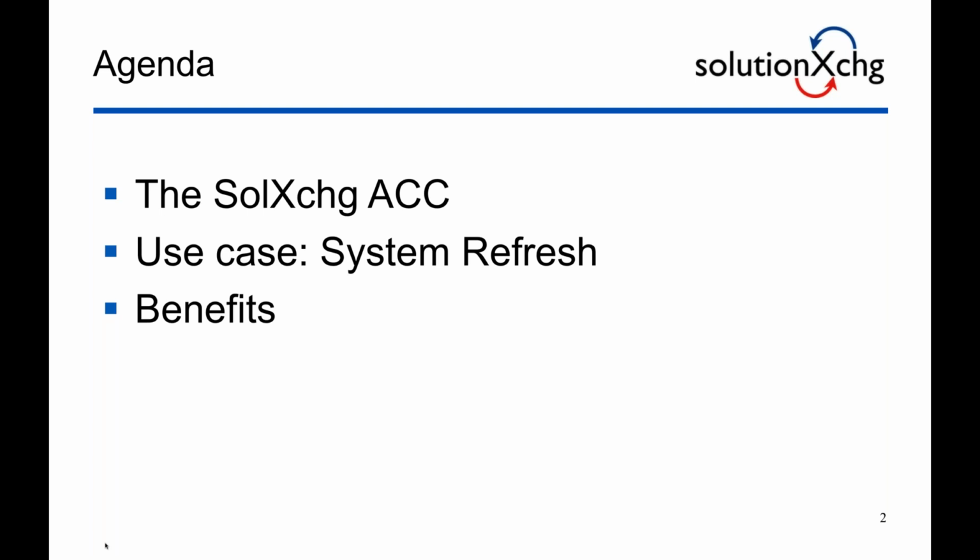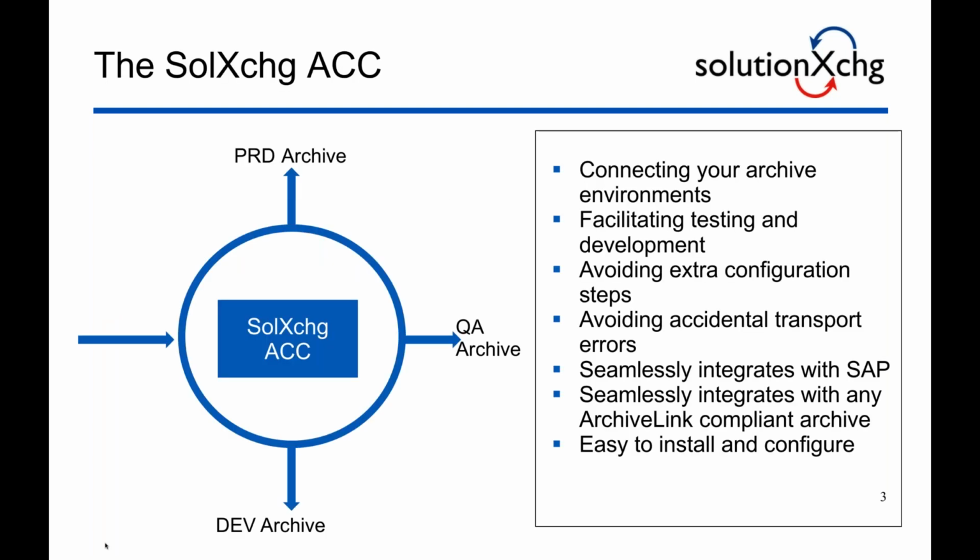So that's when Jochen and I put our heads together and thought, how can we solve this problem? And our solution is the SolutionXchg ACC, which is the Archive Content Connector. Basically, it is a small utility that allows you to connect different archive environments, your production archive environment, your QA environment, to an SCP system, facilitating testing and development so that you have valid links for all the data that came across your system copy from your QA environment if you choose to.